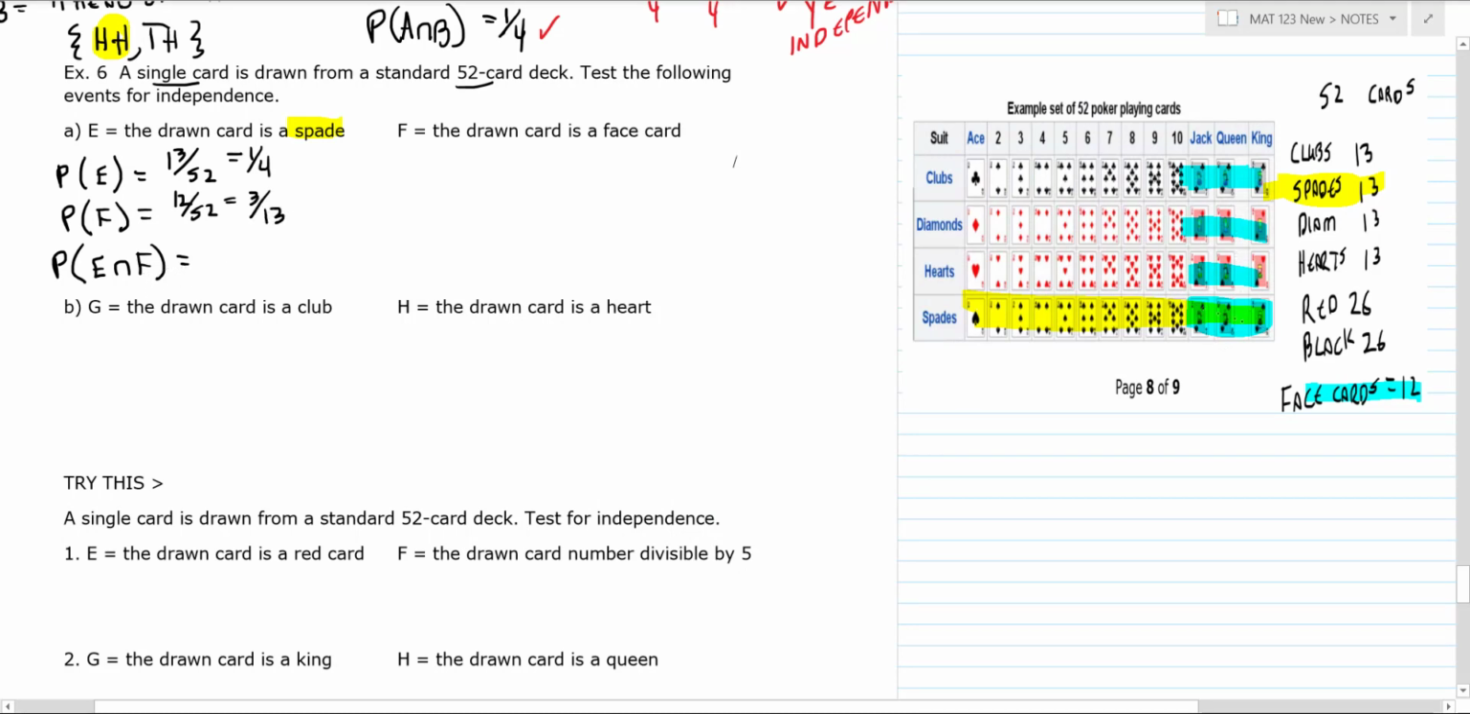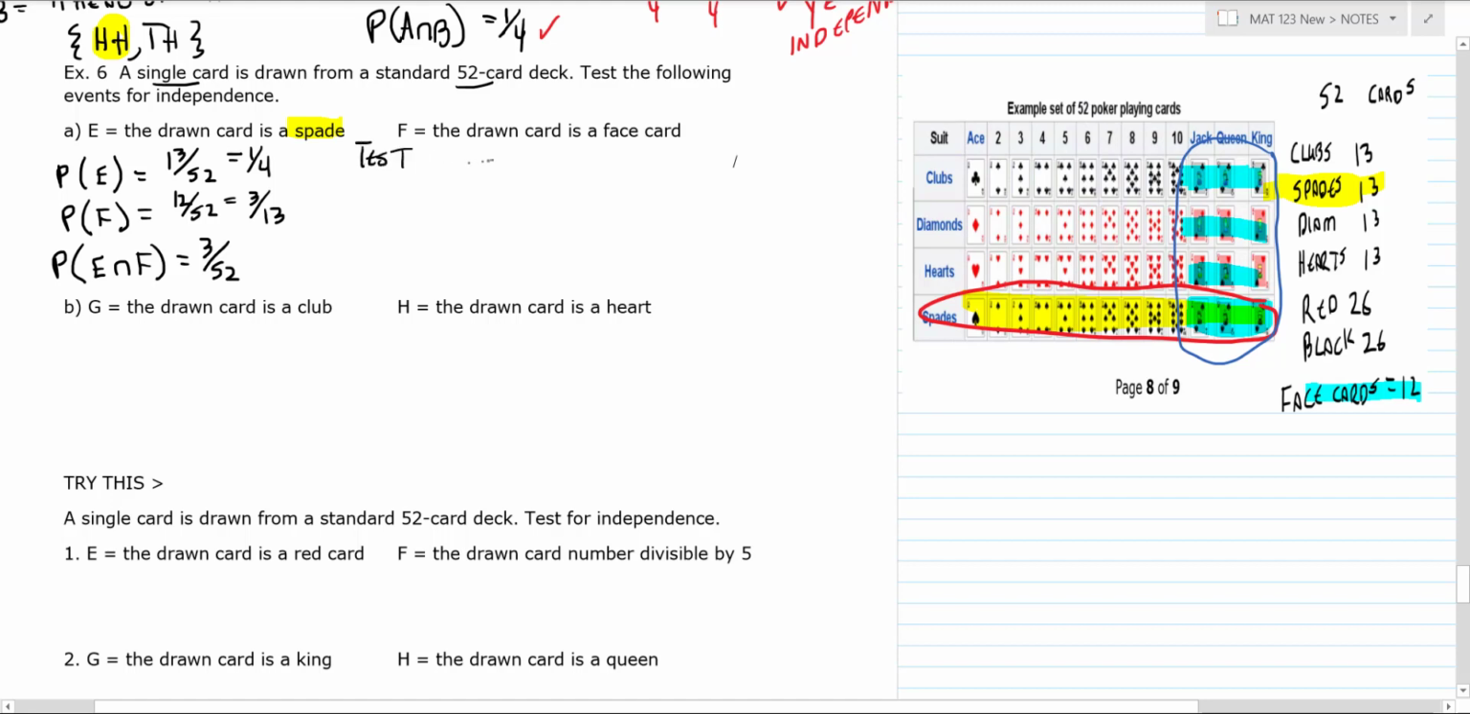Now the probability of an intersection. If you look at what I highlighted in yellow, those are all the spades. Then I highlighted all of the face cards. So what's in common? Well, these are the ones in common. There are 3 cards that are spades and face cards at the same time. So that means this would be a 3 out of 52 probability. So you want to figure out those 3 probabilities. Now this is what you test.